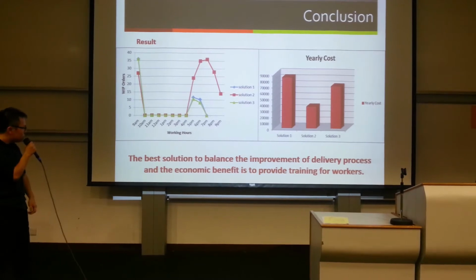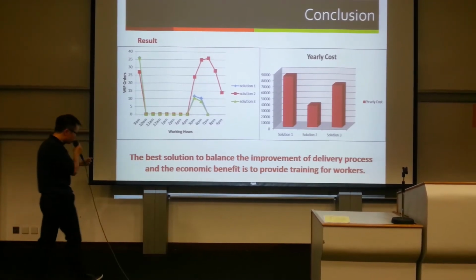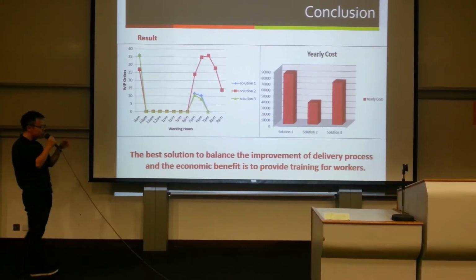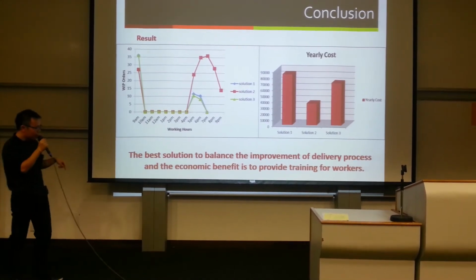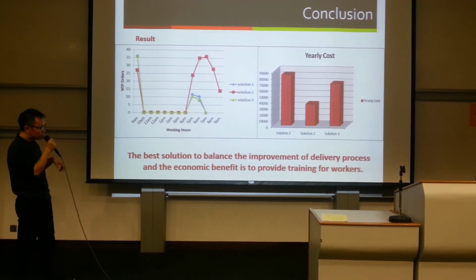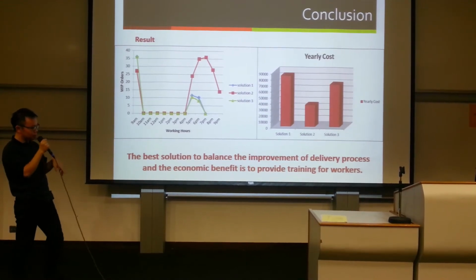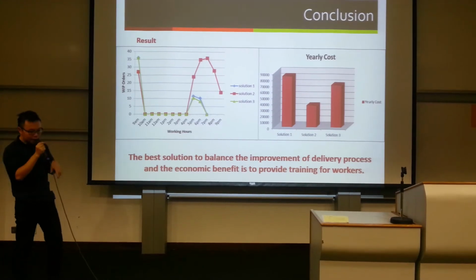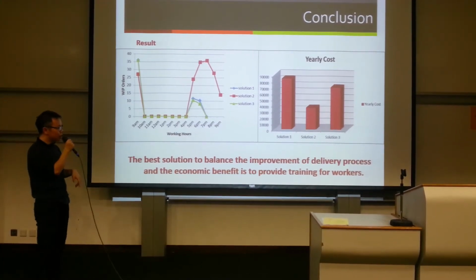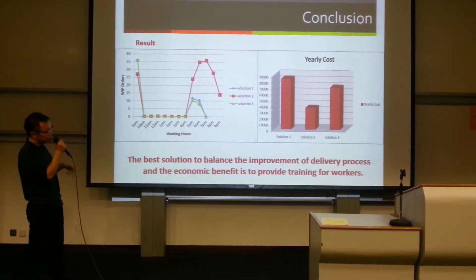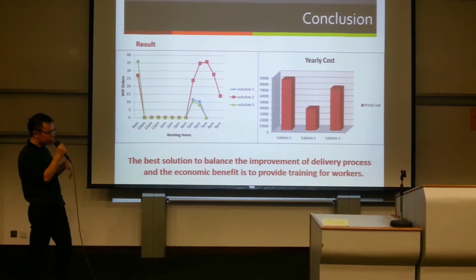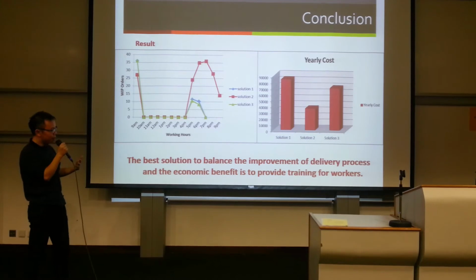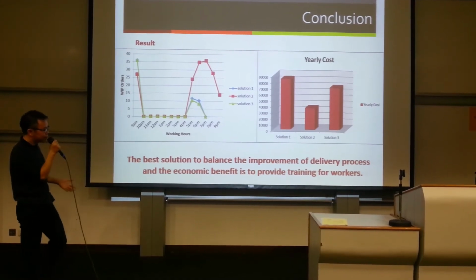So here we have our conclusions: the best solution to balance the improvement of the delivery process and the economic benefit is to provide a training course to our current workers, as well as hiring some supervisors to regulate their leisure time, just to ensure they reach their maximum efficiency. Okay.